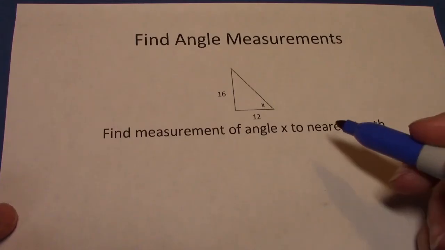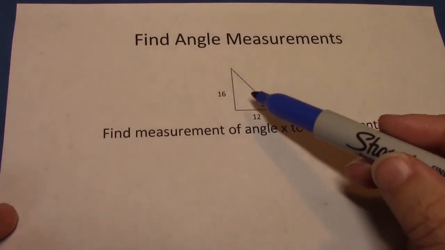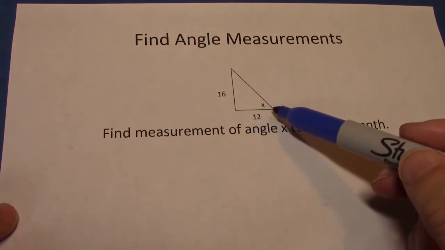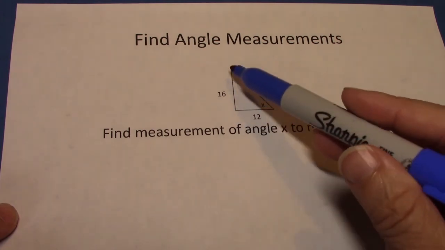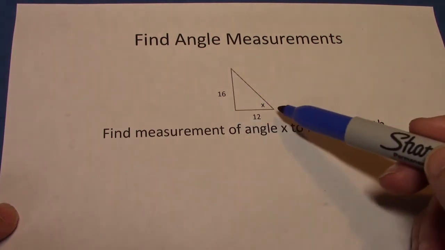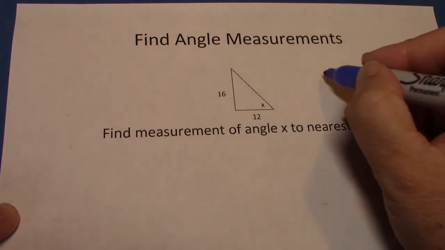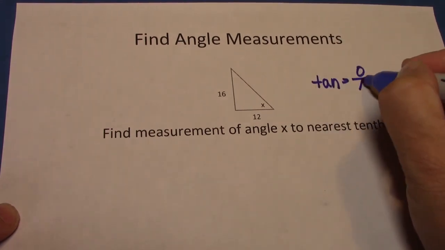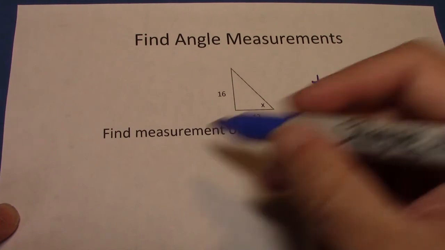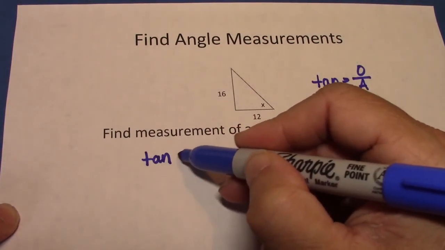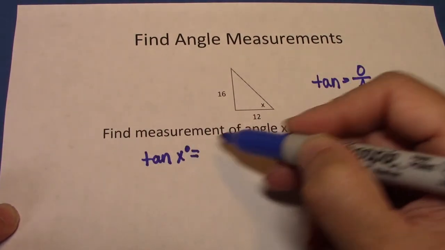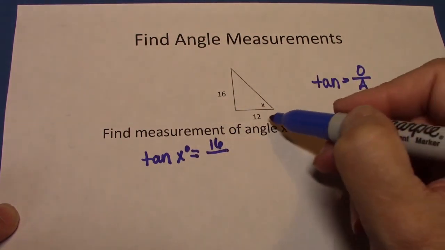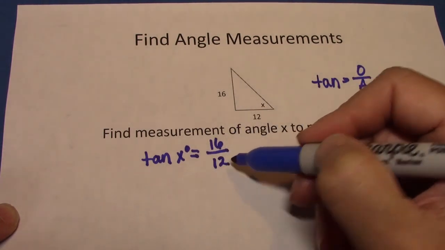Here's an example where we're going to find an angle measurement. We know two sides. We are looking for the measurement of this angle right here, labeled x, and we know its opposite side and its adjacent side. So that is going to be the tangent ratio. Tangent is opposite over adjacent. So the tangent of angle x is the opposite side, that's 16, divided by its adjacent side, that's 12.